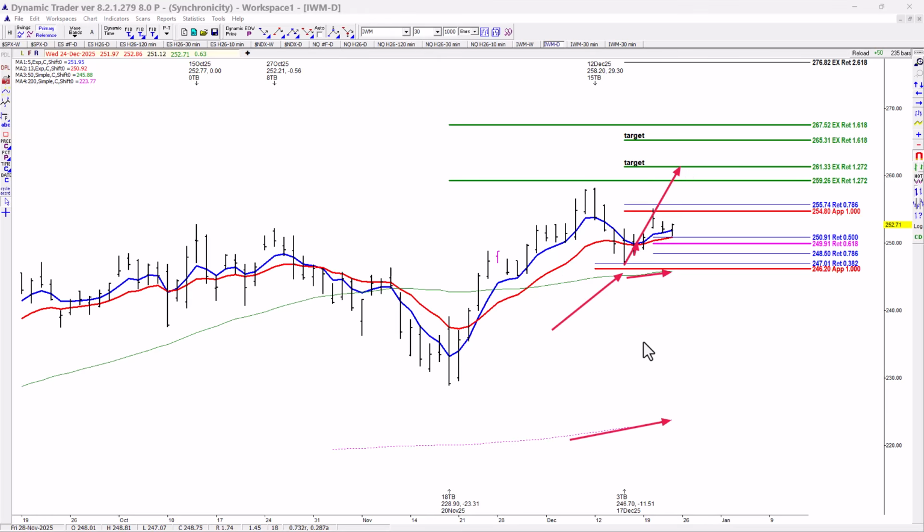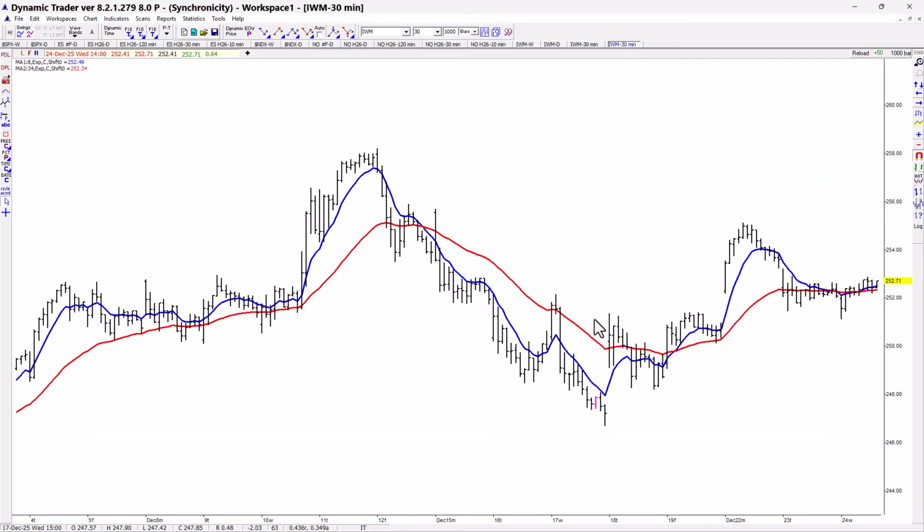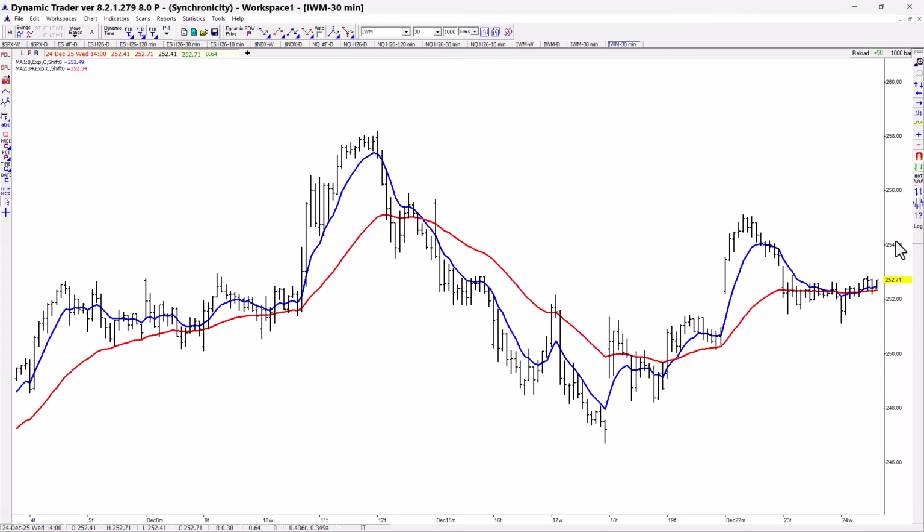And then I'm wrong on this setup if we come back down and break this support instead, okay? So let's get rid of that. And what I'm going to do is go to a blank chart in IWM on the 30-minute chart to show you how we were able to come up with also a pullback within that bigger picture framework, okay?